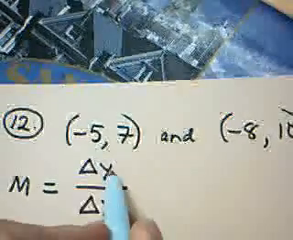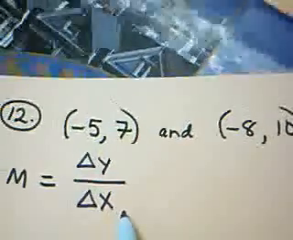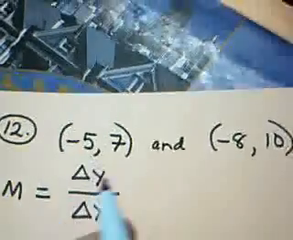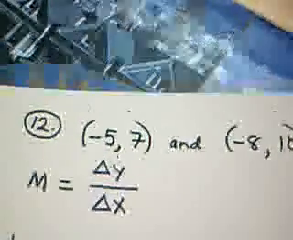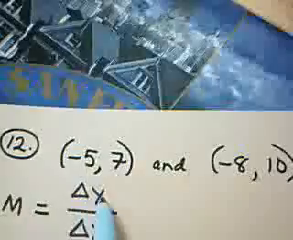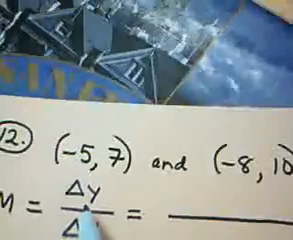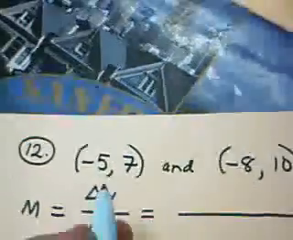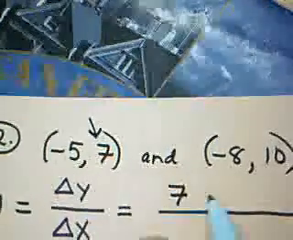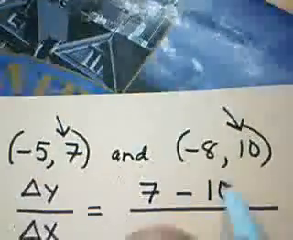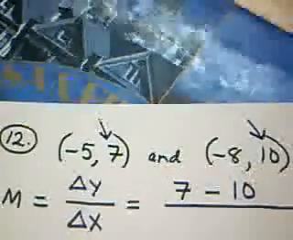Now when I write triangle y, that means change in y, and on the bottom I have the change in x. Some of you have been taught to write y sub 2 minus y sub 1 over x sub 2 minus x sub 1. That's perfectly correct. But remember, change means I have two values and I'm going to subtract them. So if I want to find the change in y, I'll take this y value, which is 7, and subtract 10 from it. I could have done it in the reverse order, but then I would have had to do the x's in the reverse order.